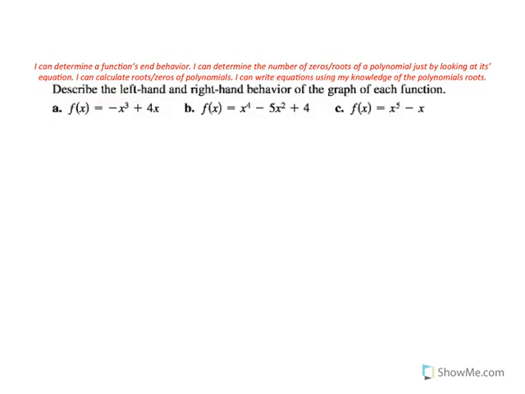So our directions are pretty clear here. Describe the left hand and the right hand behavior of the graph. So tell me what the end behavior is. For part A, what's the left hand of your graph or the leg doing? What's the right leg doing? Same thing for part B and part C.